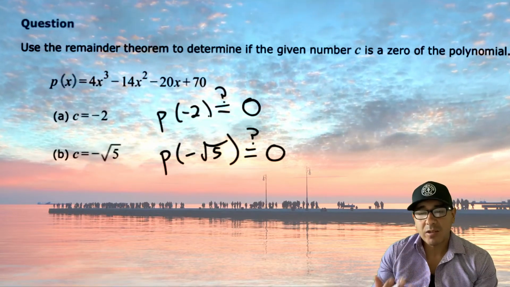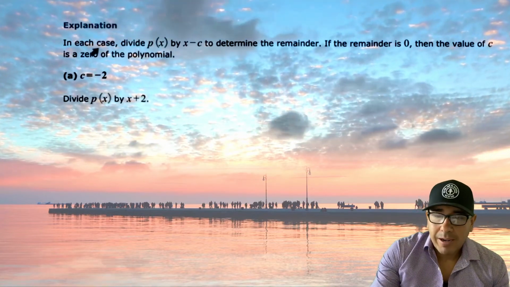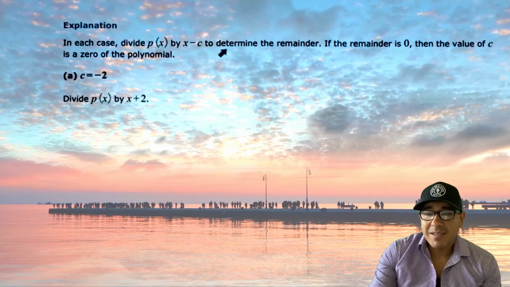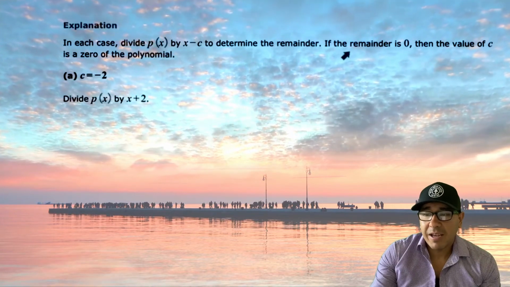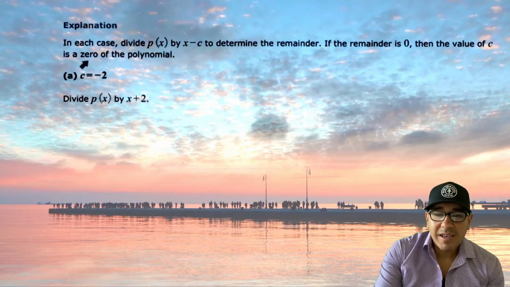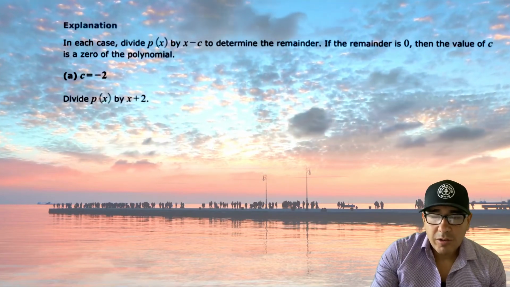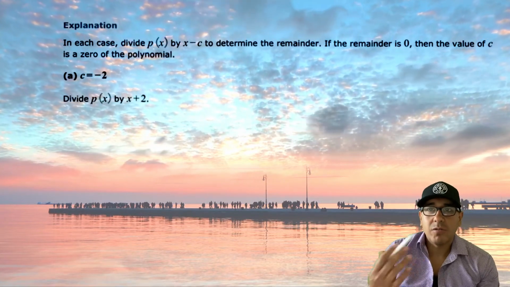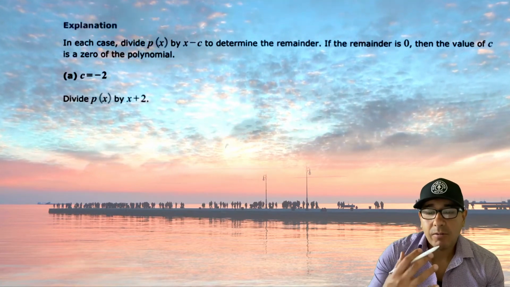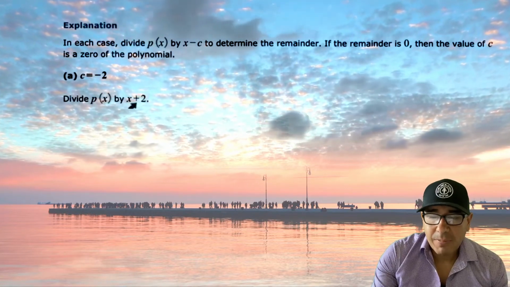All right, so let's actually do this. Let's start with part A. In each case, divide p of x by x minus c to determine the remainder. If the remainder is 0, just like we discussed, then the value of c is a 0 of the polynomial. So you have a choice. You could plug in negative 2, or we could use this remainder theorem to see if we get a remainder of 0. So we're going to divide p of x by x plus 2.